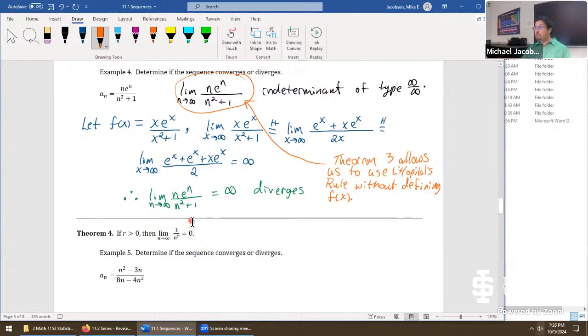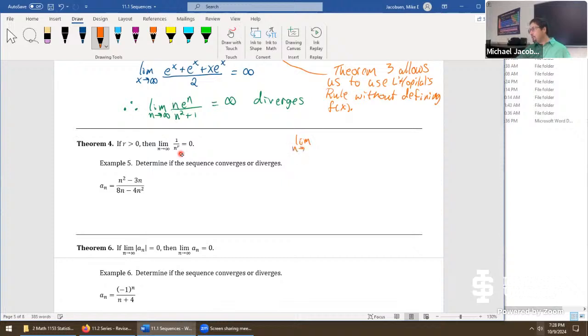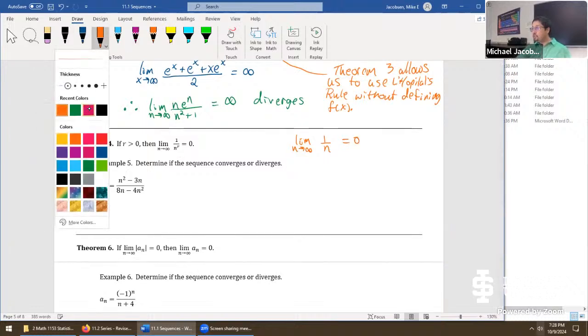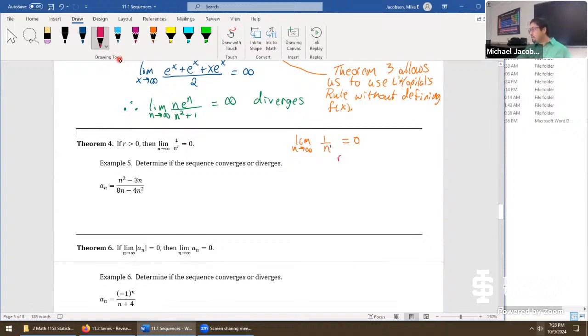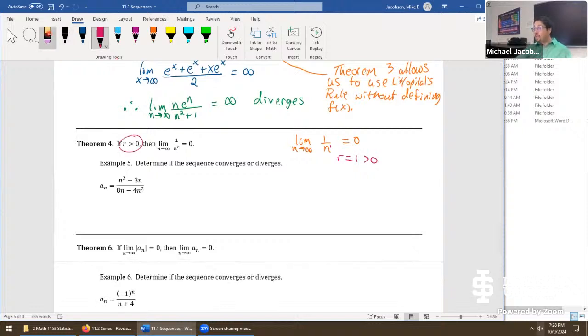This theorem 4 is really conveyed directly out of Calculus 1, but these are always good to kind of remind ourselves about. Theorem 4 says, if your power r is positive, then the limit of 1 over n to the power r equals 0. In fact, that was our first question of these notes. We took the limit as n goes to infinity of 1 over n, and we said it's 0. We were actually working under this theorem right here because the power of that is 1. So r equals 1, which is bigger than 0, which is what we needed for that theorem there.